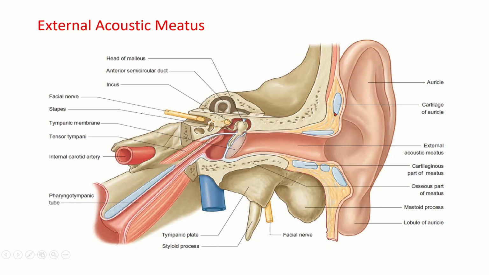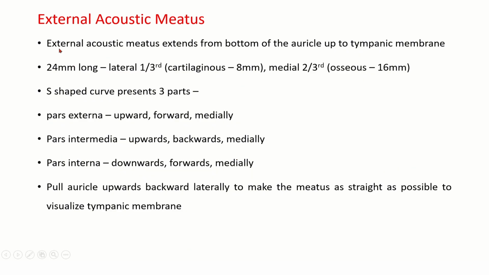You can see the cartilage of the auricle continues with the cartilaginous part of the external acoustic meatus. So the external acoustic meatus extends from the bottom of the auricle up to the tympanic membrane, 24 millimeters long, lateral 1/3 cartilaginous, approximately 8 millimeters, medial 2/3 osseous, 16 millimeters, S-shaped curve. It has 3 parts. The direction of each part is very important. Pars externa, direction upwards, forwards, medially; pars intermedia, upwards, backwards, medially; and pars interna, downwards, forwards and medially.